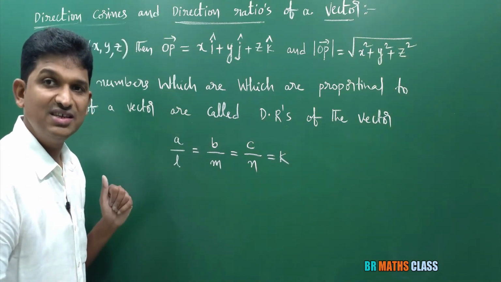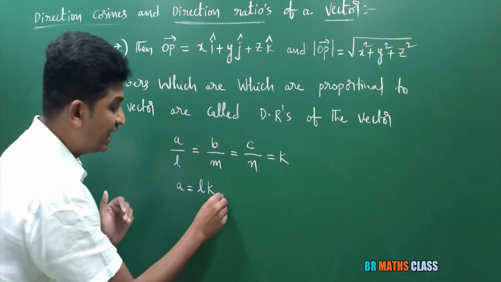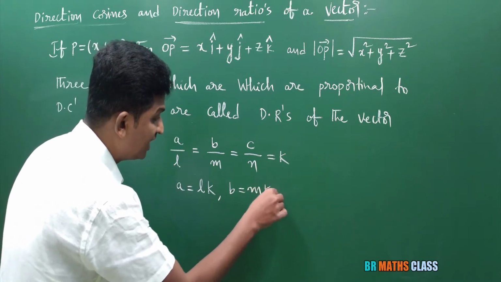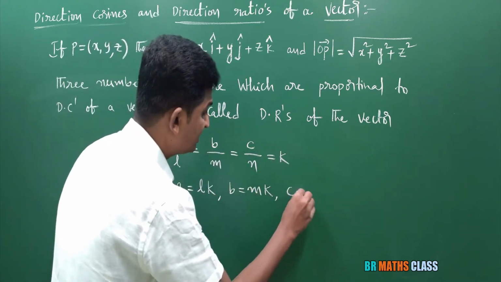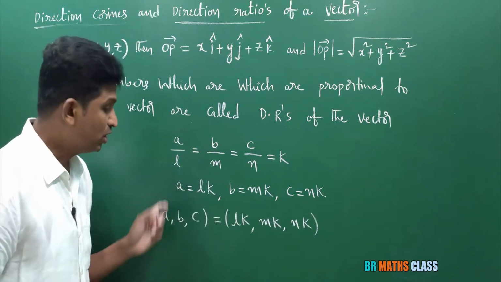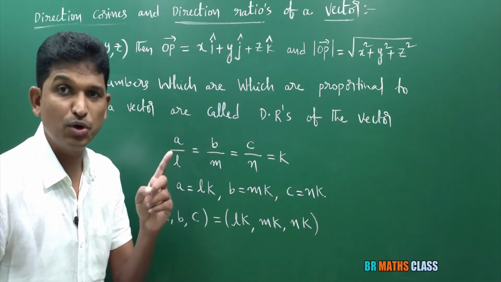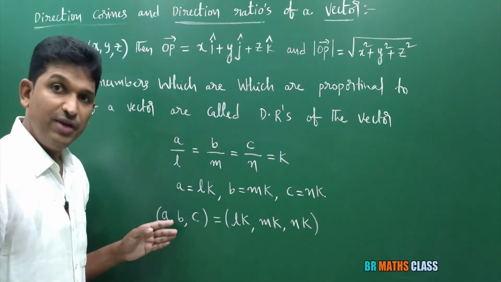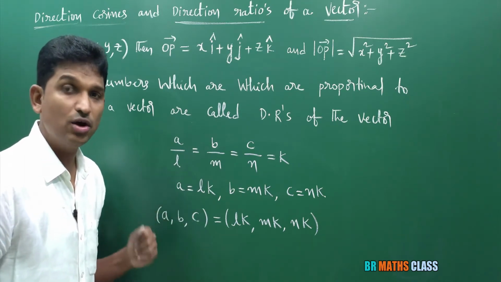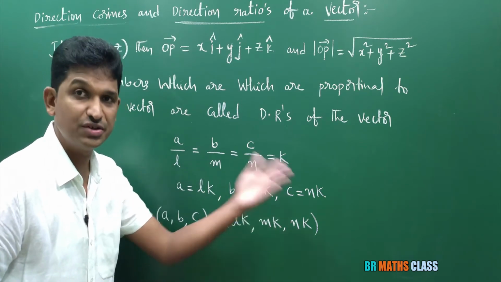From this, what is A? If I equate the first one and the last one, I'll get A equal to LK. If I equate the second one and the last one, I'll get B equal to MK. Equate this one and this one, what is C? C equal to NK. You have to observe one thing carefully. What you got? A is LK, B is MK, C is NK. Here a very important point, listen carefully. We know that A, B, C are the direction ratios of a vector. What I got is that LK, MK, NK are the direction ratios of the same vector.